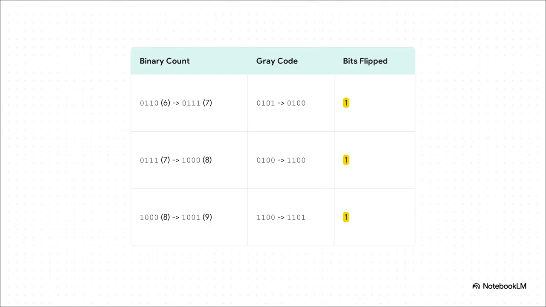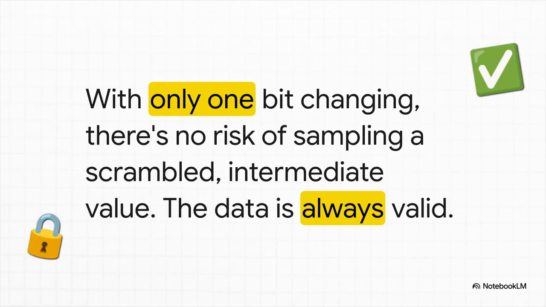One of the most elegant solutions is to just change the language. Instead of standard binary, engineers use something called gray code. Now, gray code has this one magic property. When you count from one number to the next, only one single bit ever changes. That's it. So look here, going from 7 to 8, instead of 4 bits flipping like in binary, in gray code, just 1 bit flips. It's brilliant.